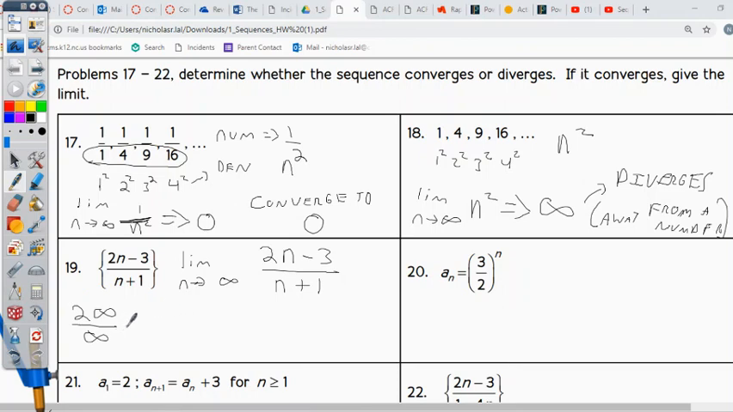So that's going to be equal to 2 over 1. Conceptually, the infinities would cancel out, and you have 2 infinity over 1 infinity, which would become 2 over 1, meaning that this does not diverge. This sequence converges to 2.